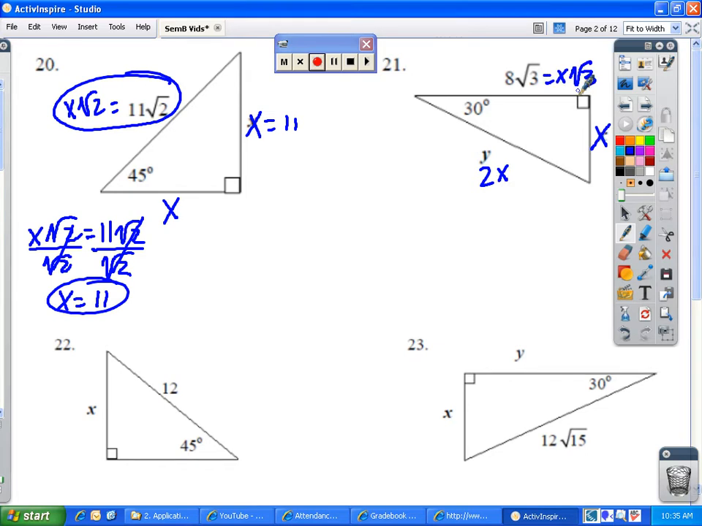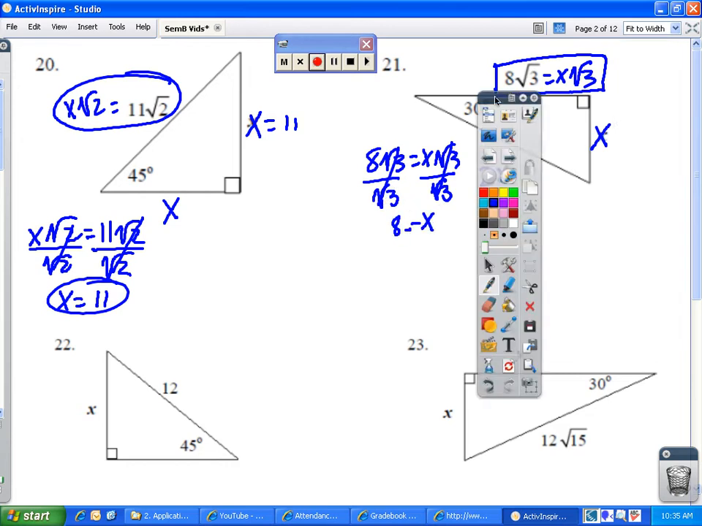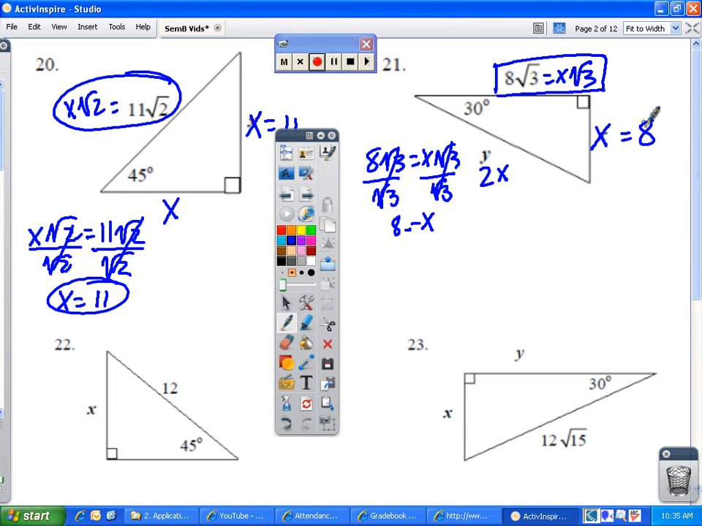So once again, we only have one side where we have an actual number set equal to something with x in it. So if 8 root 3 equals x root 3, by the same logic, if we divide both sides by root 3, we end up with that x equals 8. So that's over here, this value is 8. This side right here, the y side, y should represent 2 times whatever x happens to be. So since y is 2x and x is 8, that makes y 16.